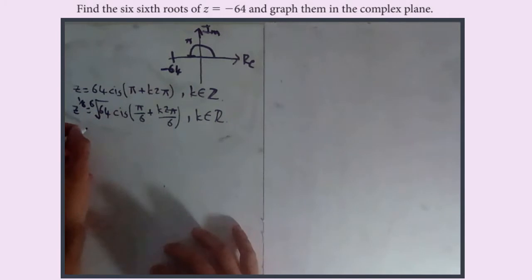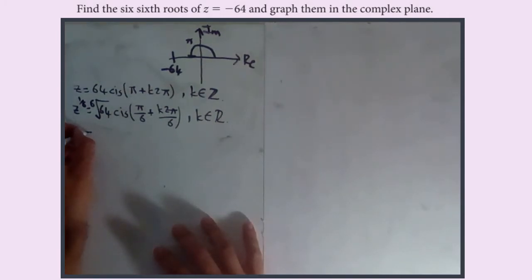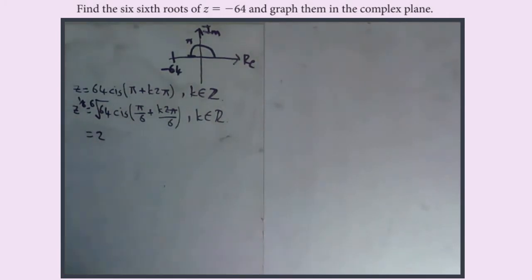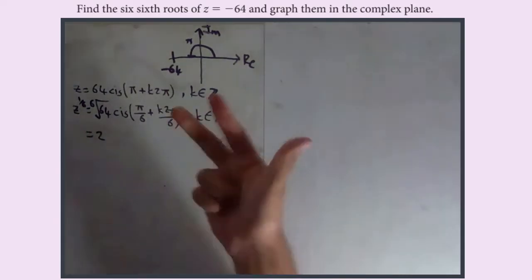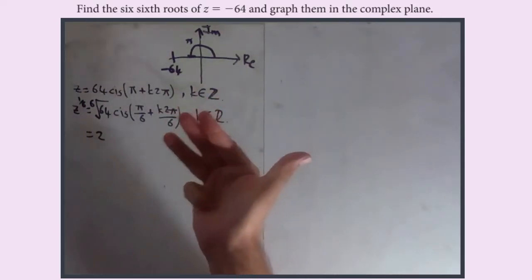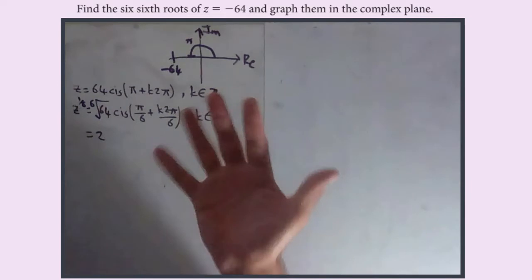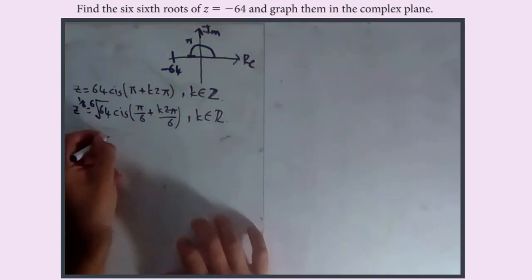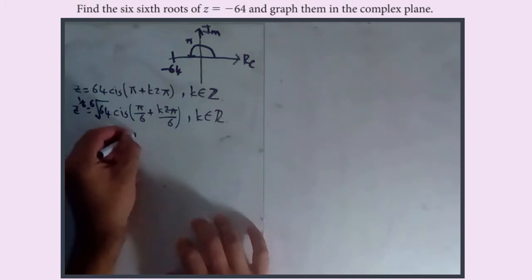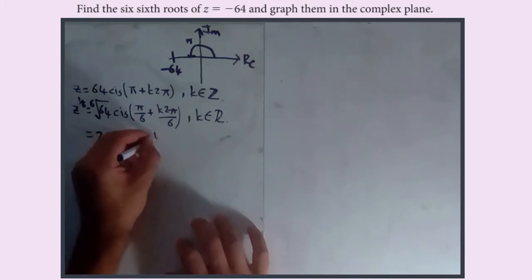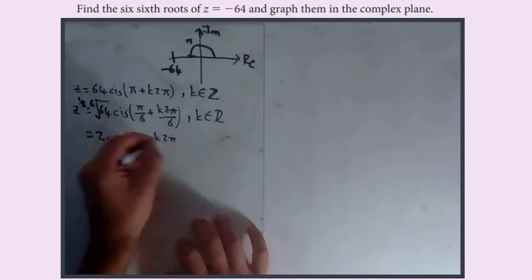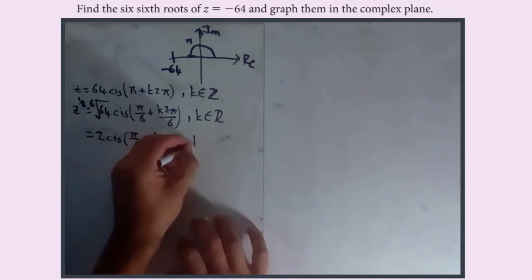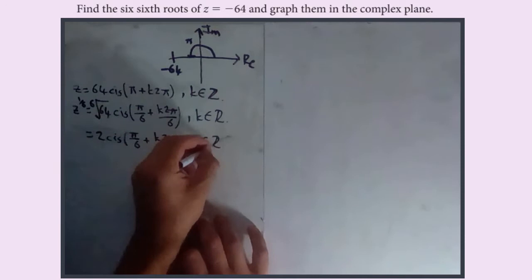The 6th root of 64, I'm very much hoping it is 2. It's 2 to the power 6. So 2 squared is 4, 2 cubed is 8, 2 to the power 4 is 16, 2 to the power 5 is 32, and 2 to the power 6 is 64, so that's good. So it's 2 cis pi by 6 plus k2 pi by 6, where k is an integer.